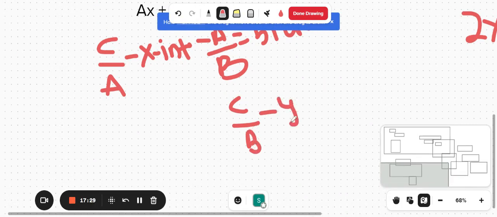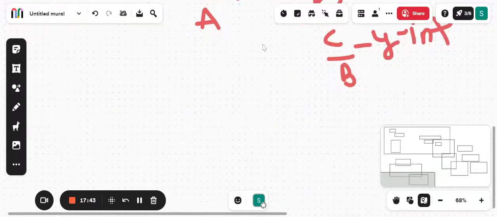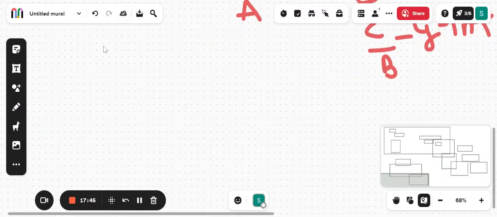So just do c over b, and you get your y-intercept. Now, if you want to see this in action, we can do an example and kind of show how that works.